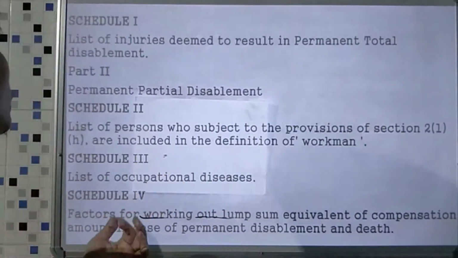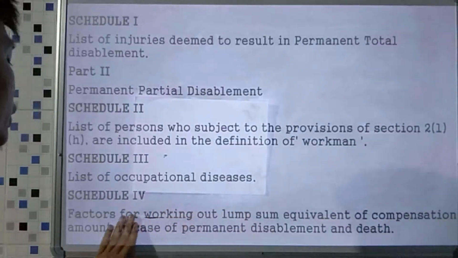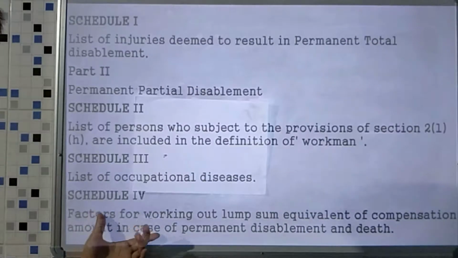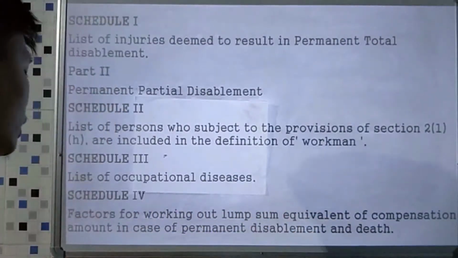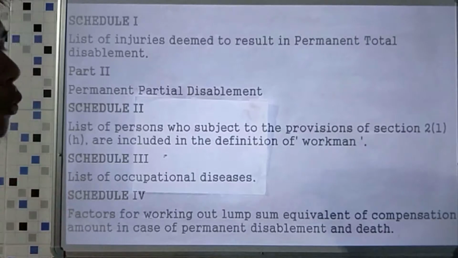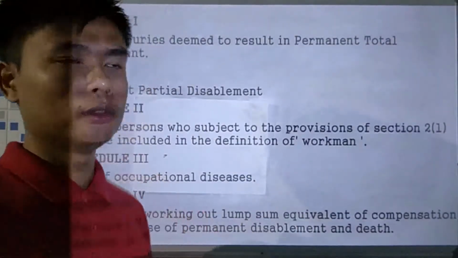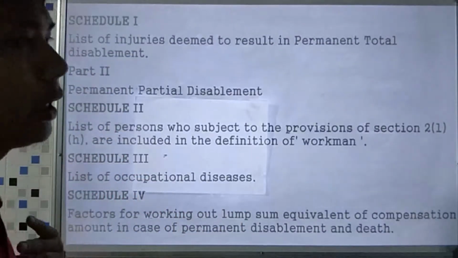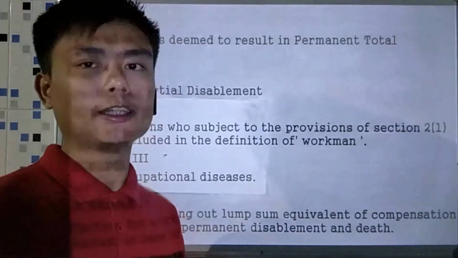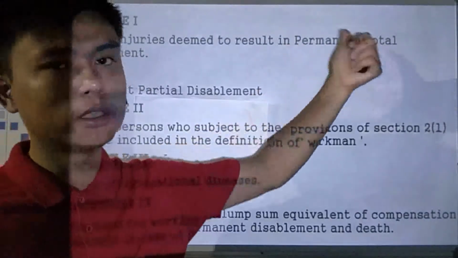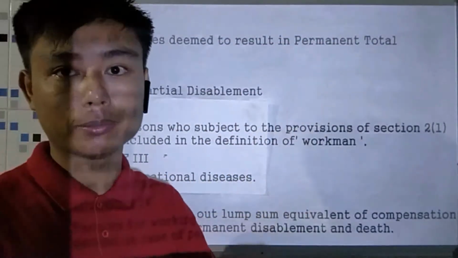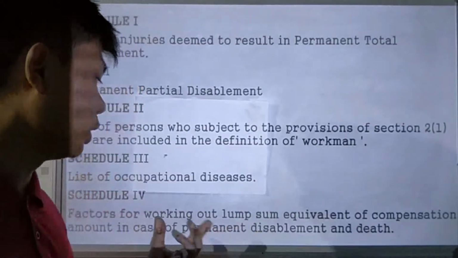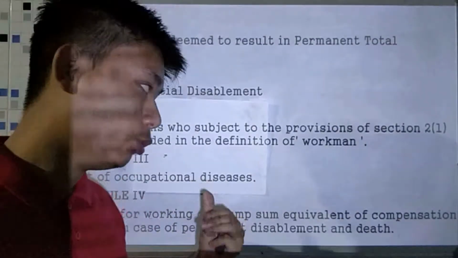Now Schedule 4 talks about the relevant factor. It is the lump sum equivalent of compensation. So what does this relevant factor do? While calculating compensation, let's say I'm an employer and I try to find out how much I should pay you with respect to permanent total disablement or permanent partial disablement. At that time this relevant factor is used, and it is calculated on the basis of age.